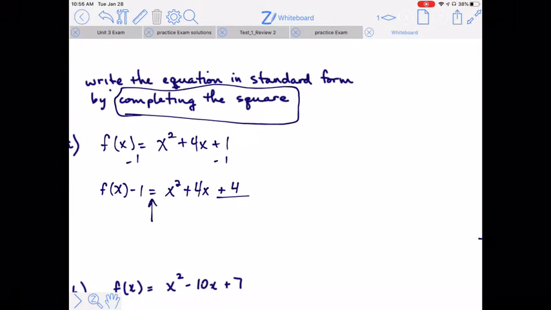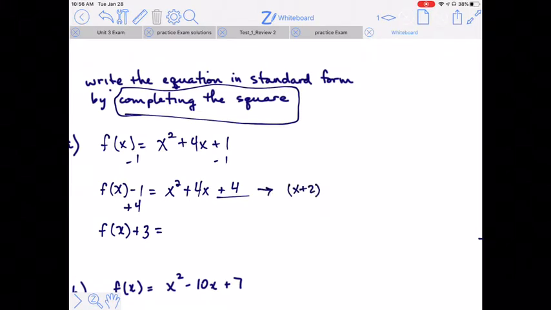And one of the things that students struggle with remembering is that this is an equation, so whatever you do to one side, you have to do to the other. I've just added 4 here, so I have to add 4 here to keep the equation balanced. So I'm going to add 4, making f of x plus 3. And now the right side, the reason for adding that 4 there was so that it can be factored into x plus 2 times x plus 2, which can then be written as x plus 2 squared.